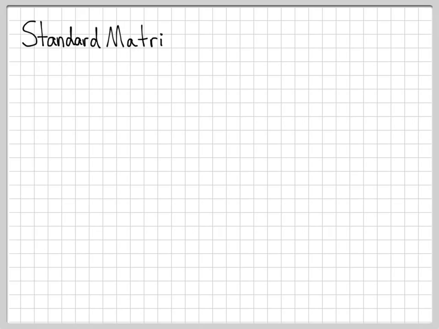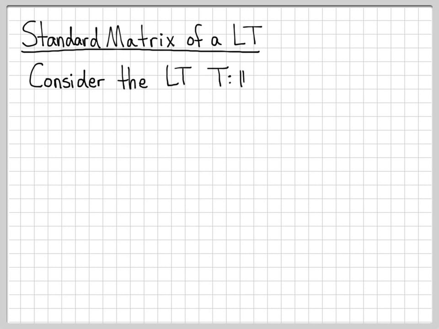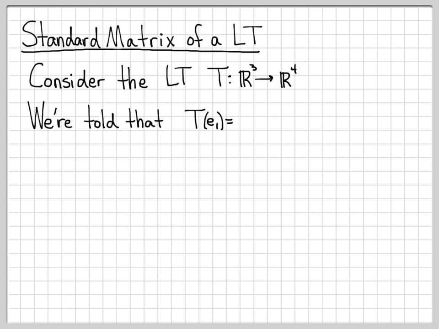So let's continue looking at linear transformations and how to represent linear transformations as a matrix. In this particular example, we're going to look at a linear transformation. That's what LT stands for. We're going to denote this linear transformation by T, and it takes vectors in R3 and outputs a vector in R4. So the inputs to this linear transformation T are all of length 3, but the outputs are all of length 4. And we're told some interesting information about this linear transformation.